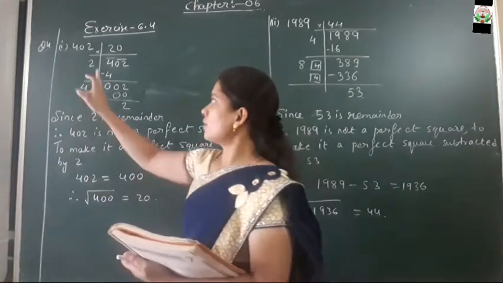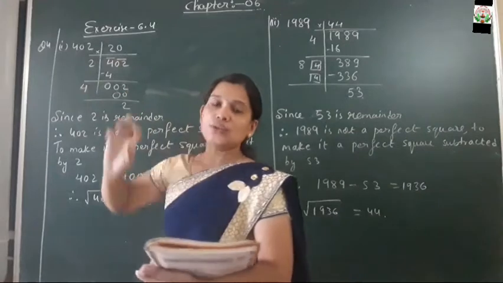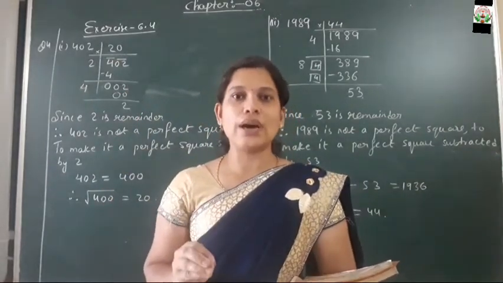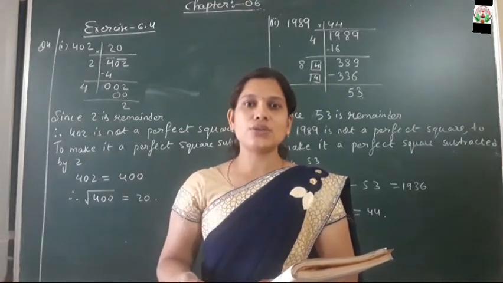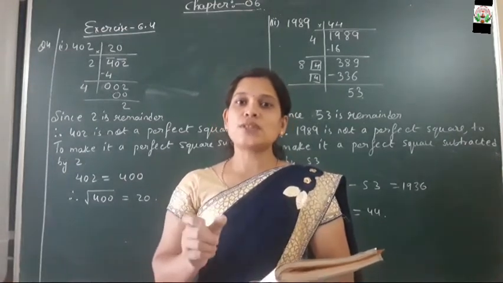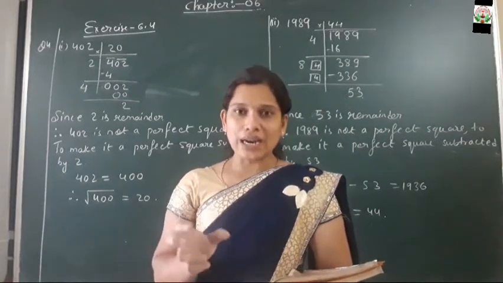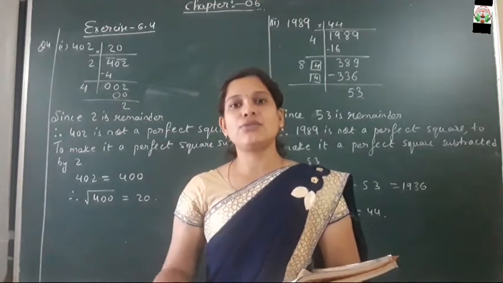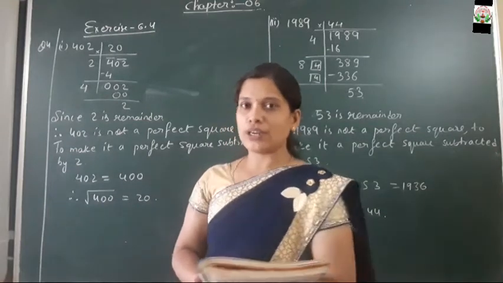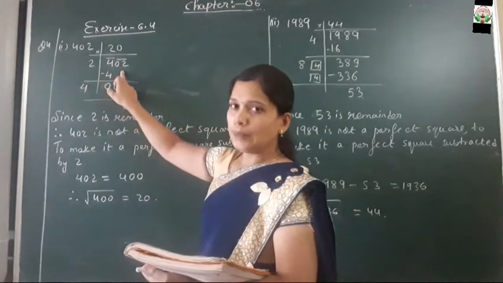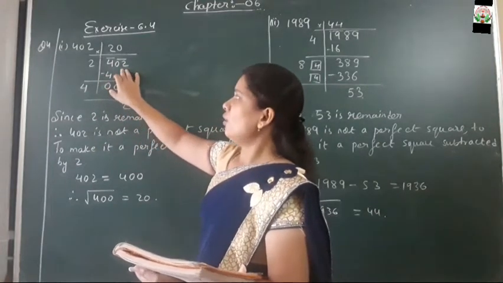So here is the first question, 402. In the question it is clearly said that 402 is not a perfect square. We have to make it a perfect square, and in order to do that we have to subtract our smallest number. That smallest number we have to find out, and after subtracting we have to find the square root of that number. For solving that we are going to use the long division method.